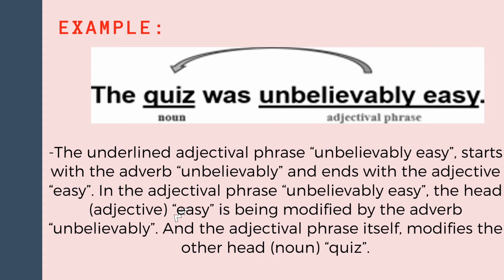In here, the underlined adjectival phrase unbelievably easy starts with the adverb unbelievably and ends with the adjective easy. In the adjectival phrase unbelievably easy, the head or the adjective easy is being modified by the adverb unbelievably, and the adjectival phrase itself modifies the other head or the noun quiz.